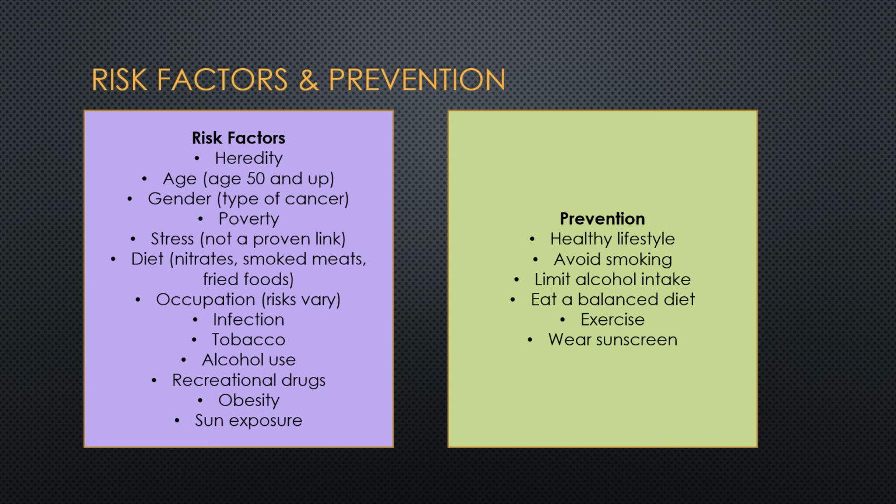We talked in cellular regulation about how diets high in nitrates, smoked meats, and fried foods put people at a higher risk for cancers. Occupational risks vary depending on what type of area you work in. Infection, tobacco, alcohol use, recreational drug use, obesity, and sun exposure are also risk factors. Prevention is to live a healthy lifestyle, avoid smoking, limit alcohol intake, eat a balanced diet, exercise, and wear sunscreen.